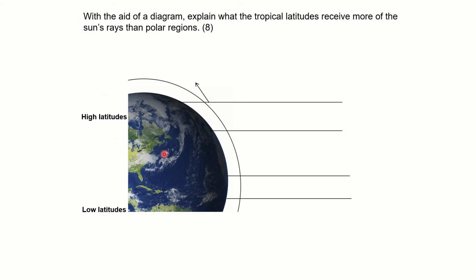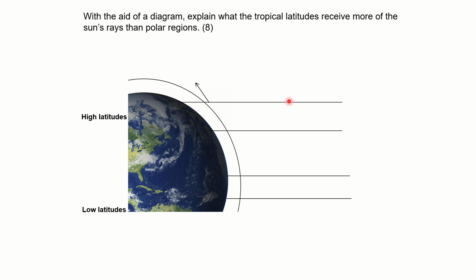So here's the Earth, and I've marked on some simple little reference points. Low latitudes at the equator, high latitudes up near the poles. This curved black line represents the atmosphere that covers the Earth's surface. And these lines represent rays of sunshine, as I'll illustrate.